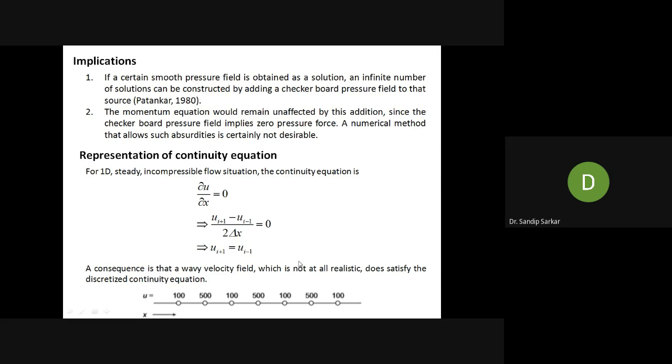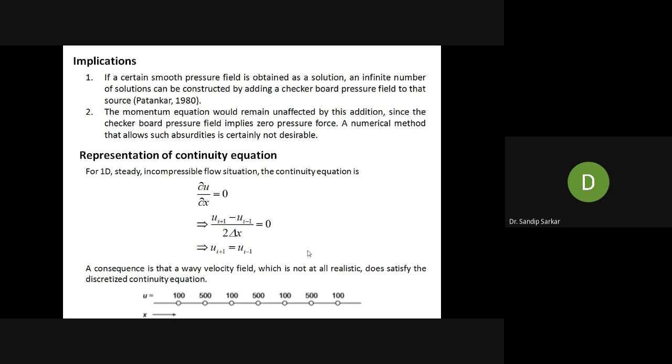That creates a numerical solution with a wavy kind of velocity field in the flow domain, which is not at all realistic. In some cases it provides a wrong solution. Your solution will not get converged. So this is one of the primary problems.